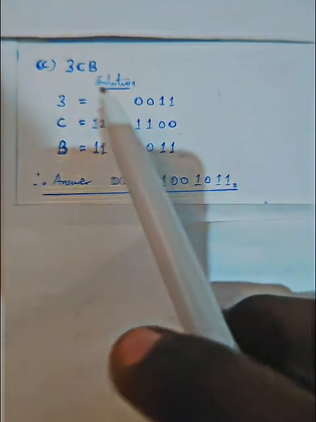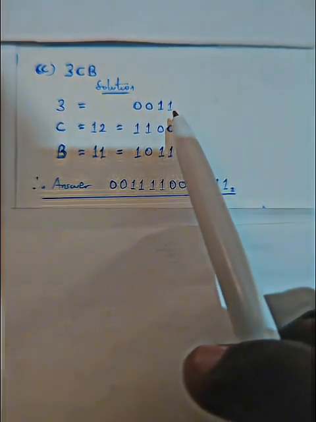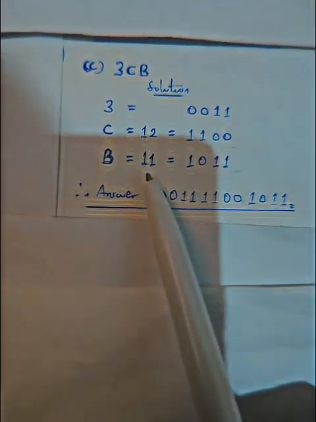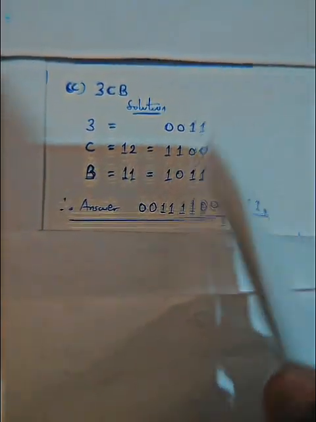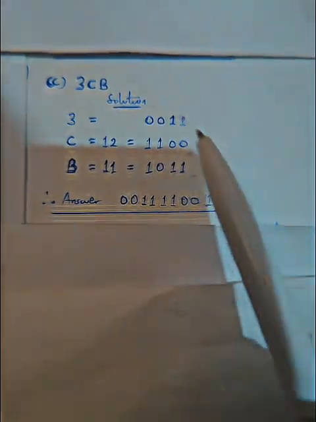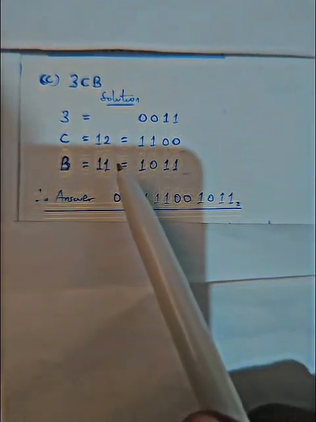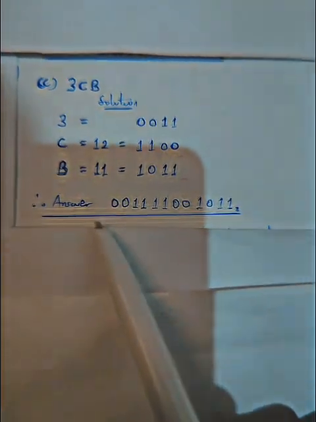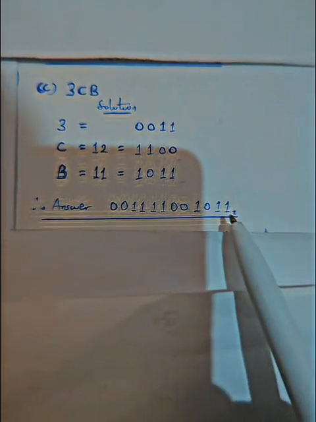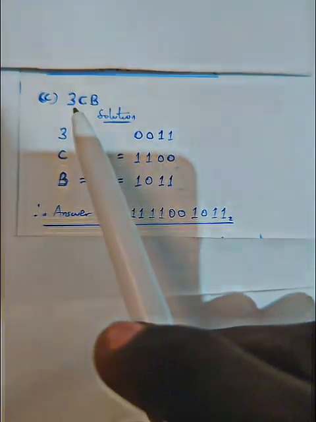Question 3c, 3CB. Solution. C represents this in the hexadecimal-binary number table. C represents 12, as we can see, which is 1100. B represents 11, which in the table is 1011. Therefore, when we combine them, we get the answer. We start with 3, then 12, then 11, and the answer will be this binary number, which represents hexadecimal 3CB.